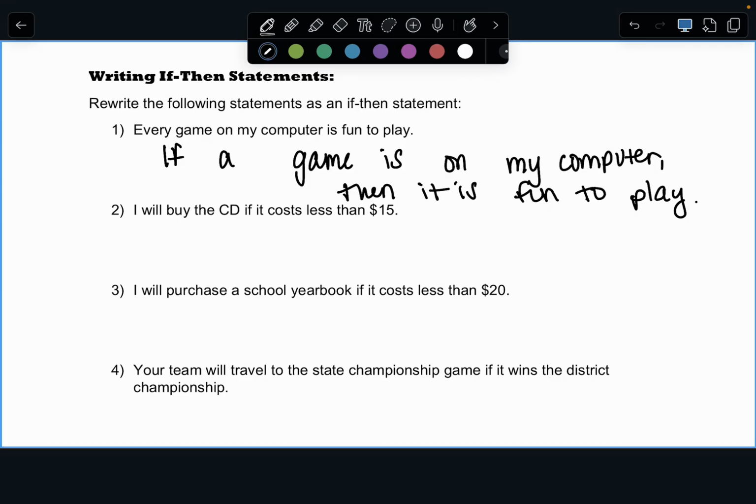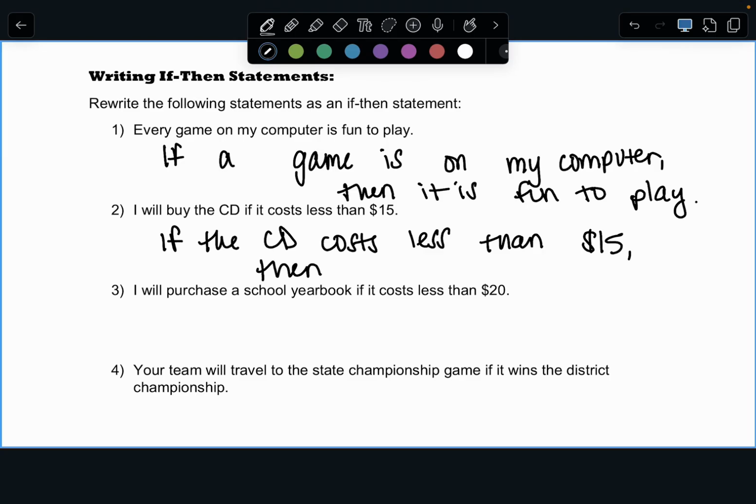Number 2, I will buy the CD if it costs less than $15. What's my condition? If what? What has to happen? Jordan. If the CD costs less than $15. Perfect. If the CD costs less than $15, then what happens? I'll buy it. Yeah, I will buy it.